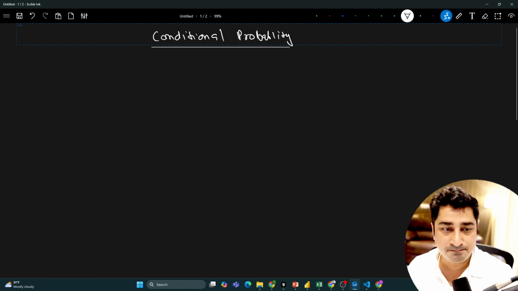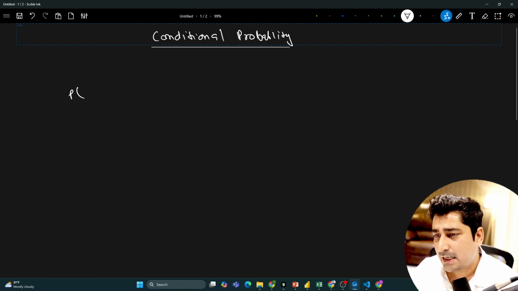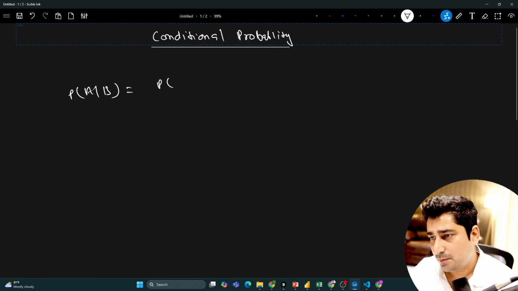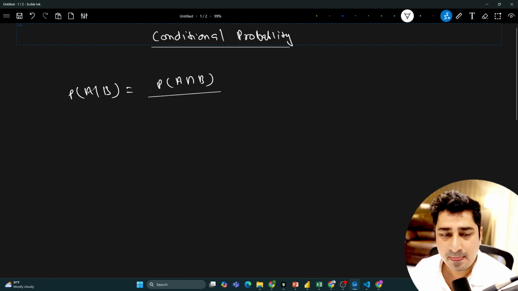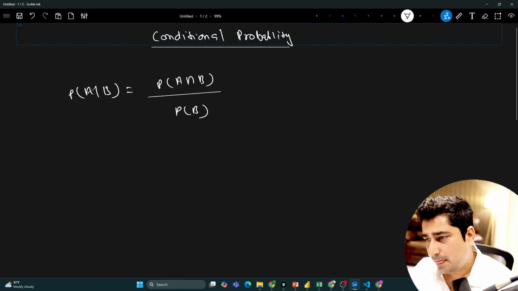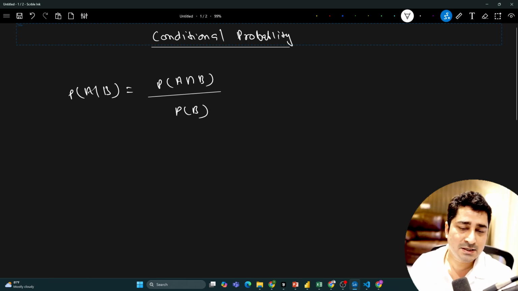Conditional probability says that, formula wise, P(A|B) is equal to P(A intersection B), which is the joint probability of A and B, divided by the probability of B. So this is something called the conditional probability formula.